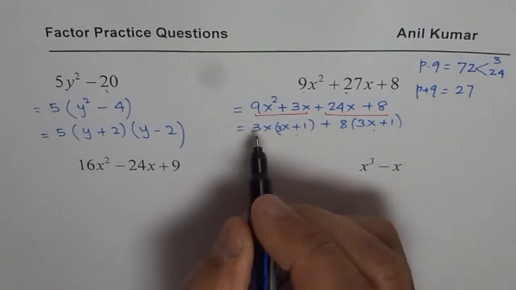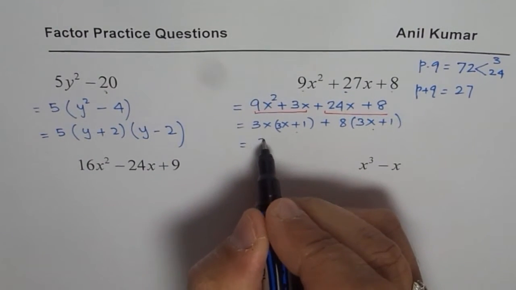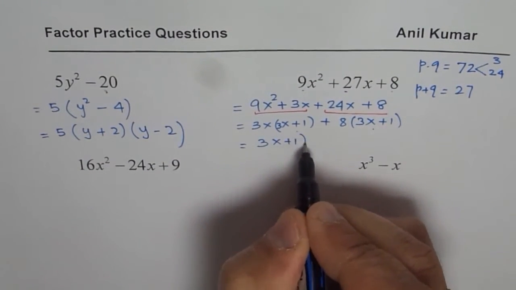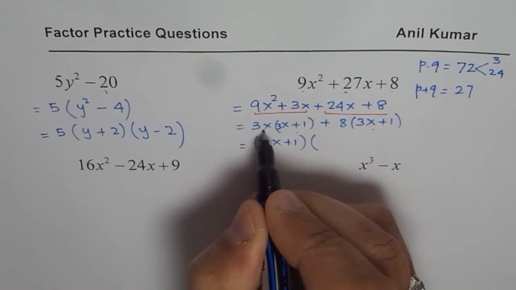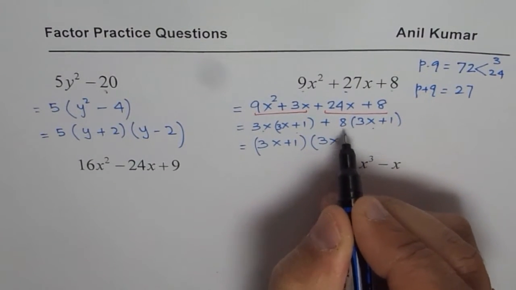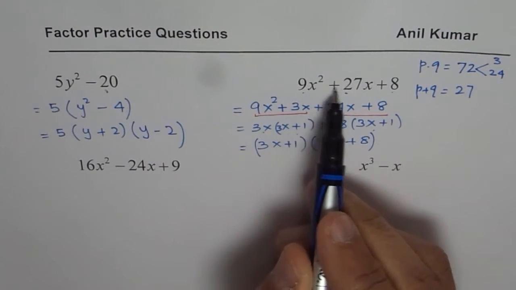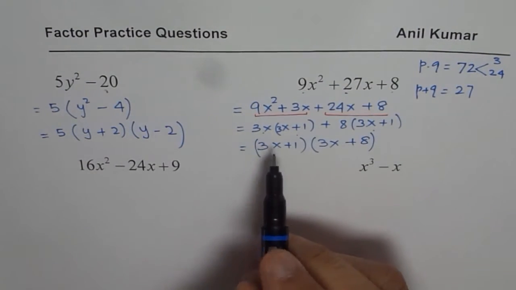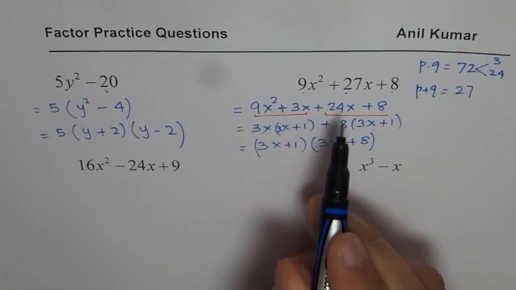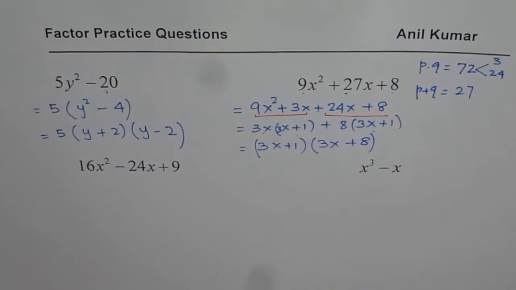Now 3x plus 1 is a common factor. So we can factor 3x plus 1 from these two terms. We get 3x plus 8. Since we are writing sum of these three terms as product of these two, we say it has been factored, correct? So that is basic concept of factoring.